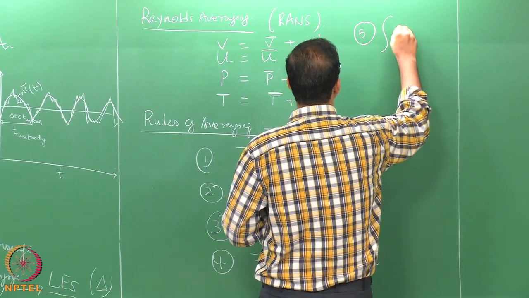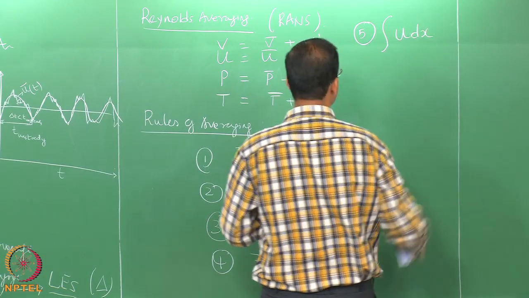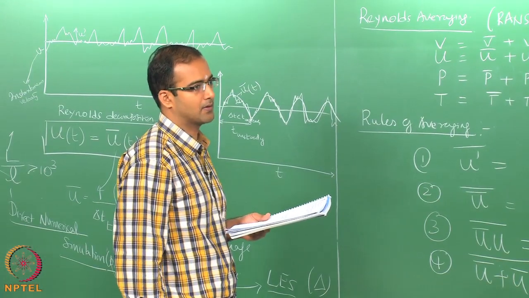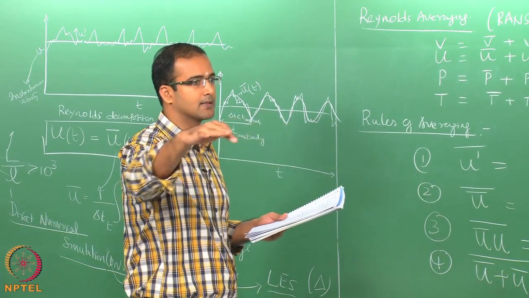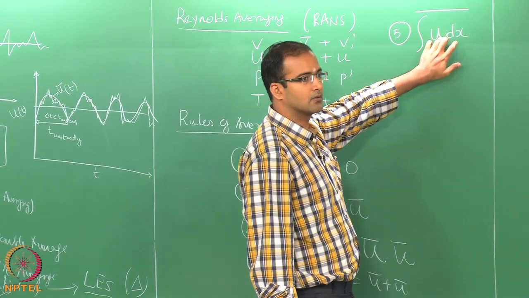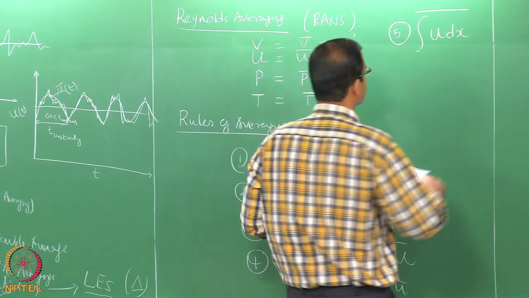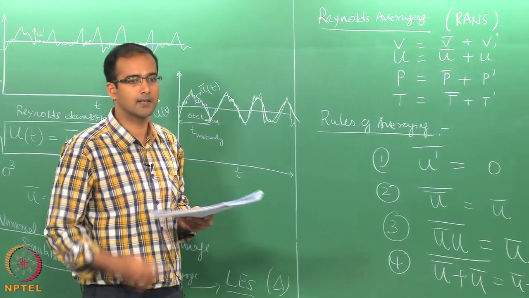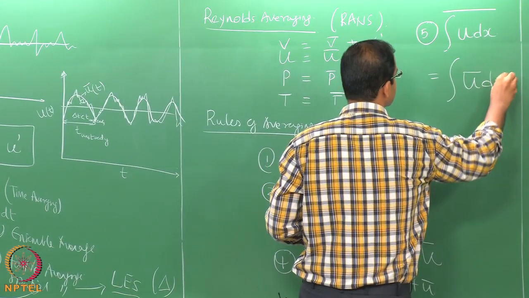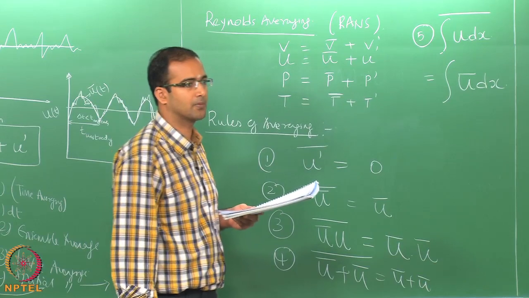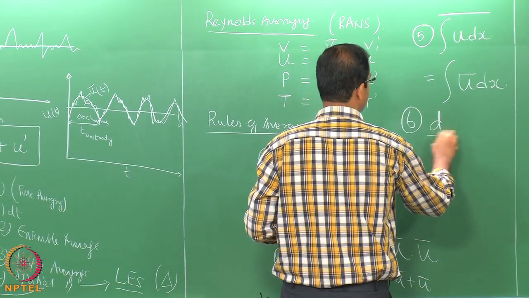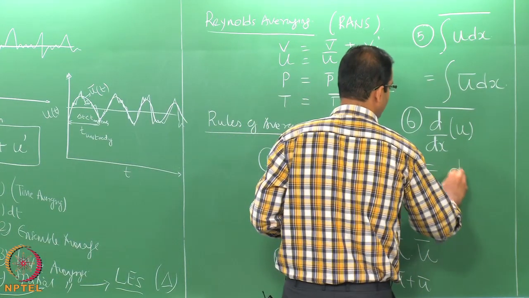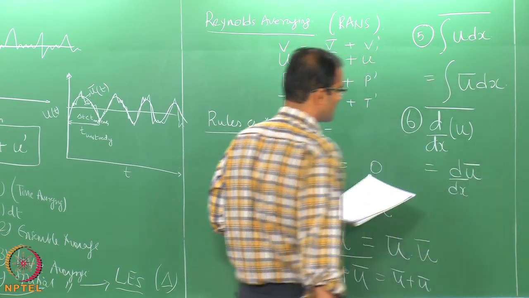Okay, so number 5: apply, for example, the mean to the integral, so that means I am averaging the entire integral of an instantaneous component. So I have say integral u dx and I want to average this. The averaging operation applies only to this u and not to the integral. So if I apply the averaging to the instantaneous component, it returns the mean, so u bar dx. The same thing can be applied to the differentiation operator also. If I say d by dx of u and then apply the mean to this entire thing, it will return d by dx of u bar.